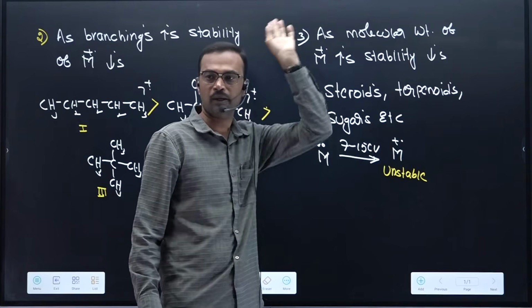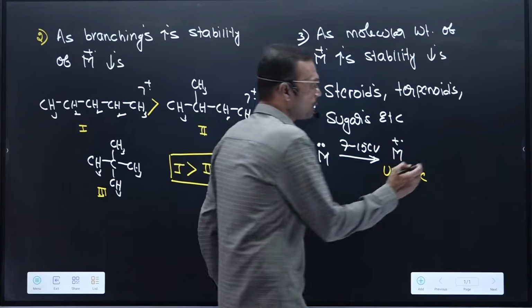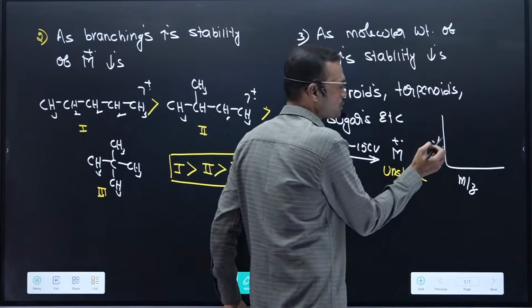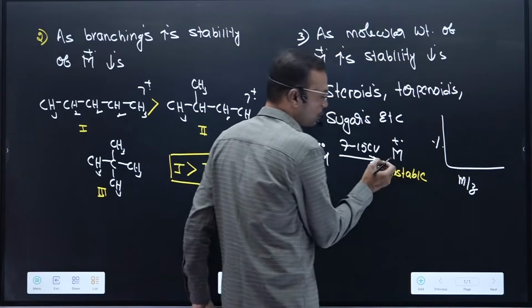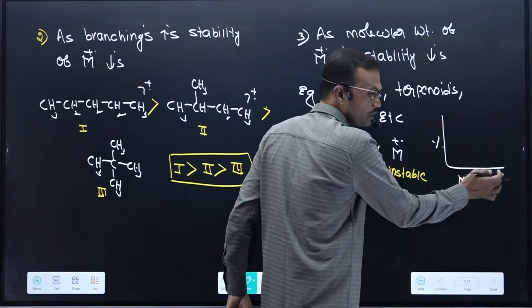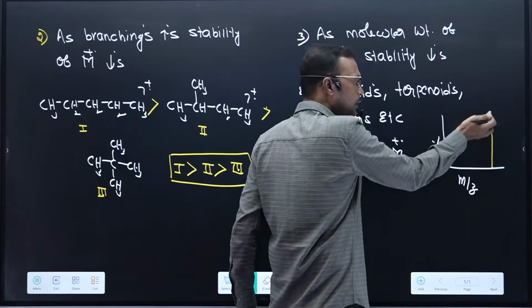Finally it will disappear. So if you want to get a mass spectrum, see, this is m/z and this is percentage of intensity. Suppose this molecular ion is stable; here is your molecular ion peak, and the molecular ion peak is always at the last. Over here is the molecular ion peak. Now this intensity, this height, depends on the stability.